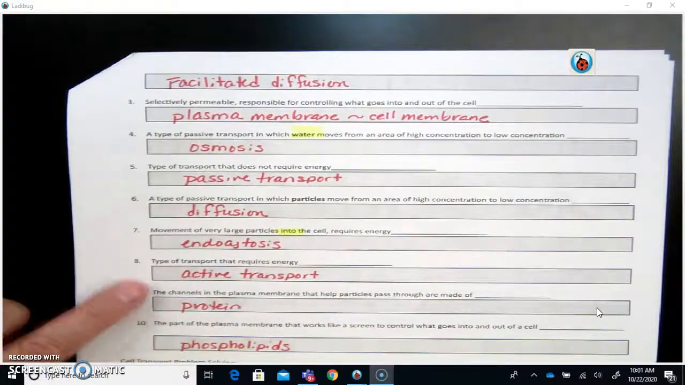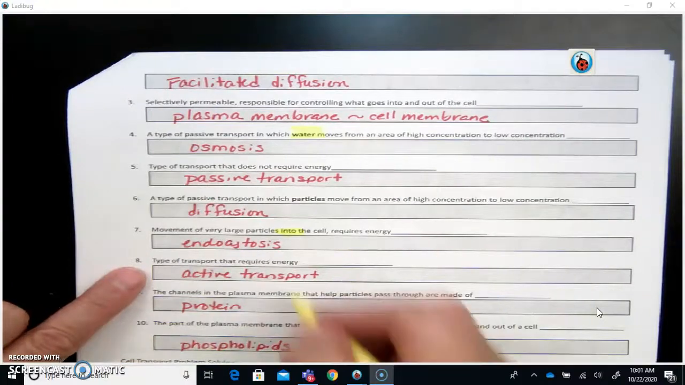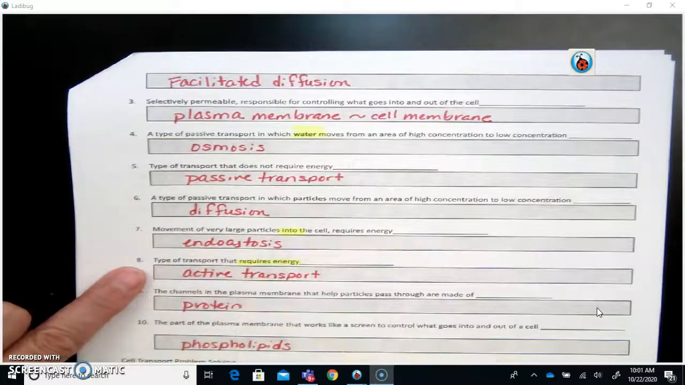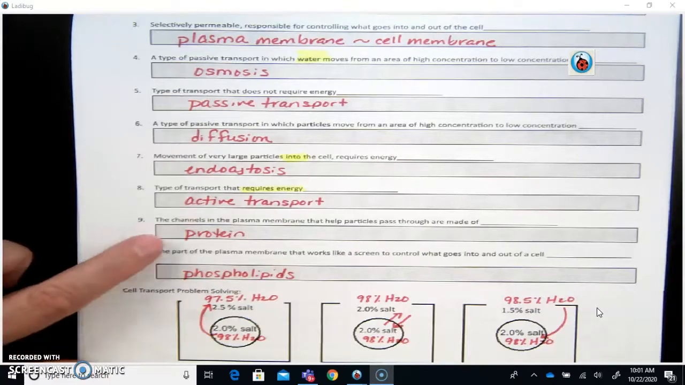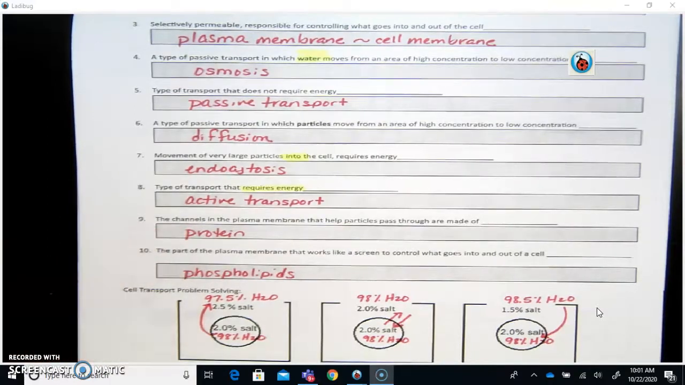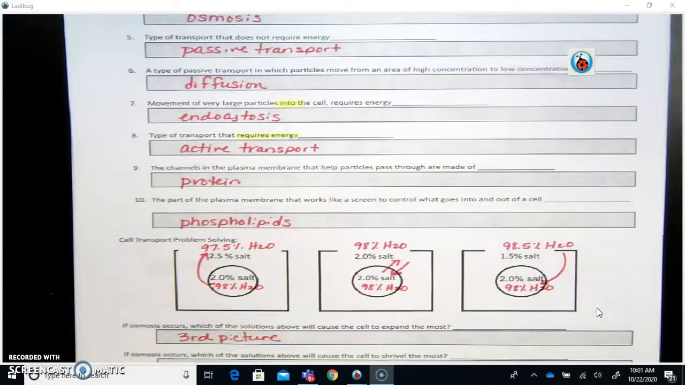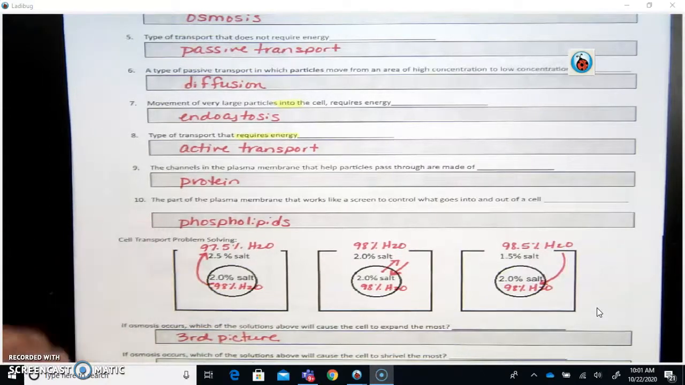Endocytosis. Type of transport that does require energy: active transport. Number 9, this channel in the plasma membrane that helps particles pass through is made of protein. And we'll take a look at a picture in just a little bit. Number 10, the part of the plasma membrane that works like a screen to control what goes in and out of the cell, those are the phospholipids.